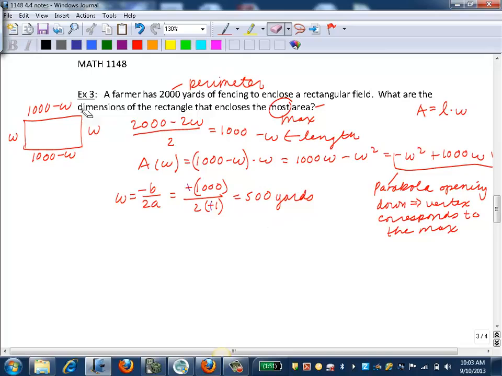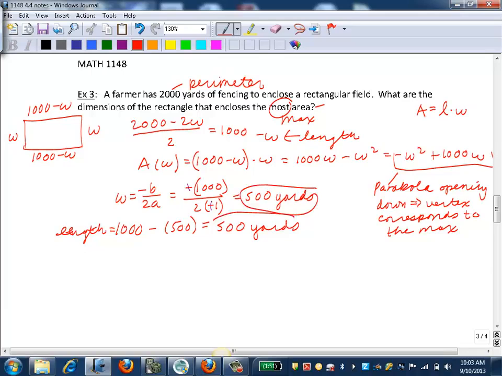So they want the dimensions, two dimensions, length and width. So there's our width. Now we can just fill in to find our length. We know our length is 1,000 minus W. So we want 1,000 minus 500, which will give us 500, and this is our length. And that's yards. So that field, 500 yards by 500 yards, will give us the maximum area.